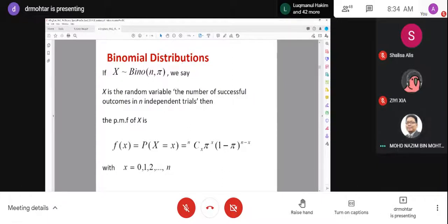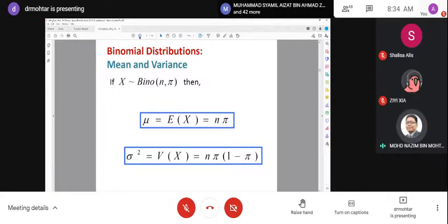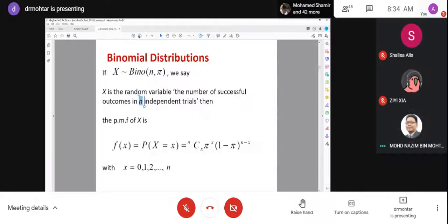Right. So I want to highlight n, the outcomes of independent trials. Let's go back to that later. Oh, that is the mean and, one moment.